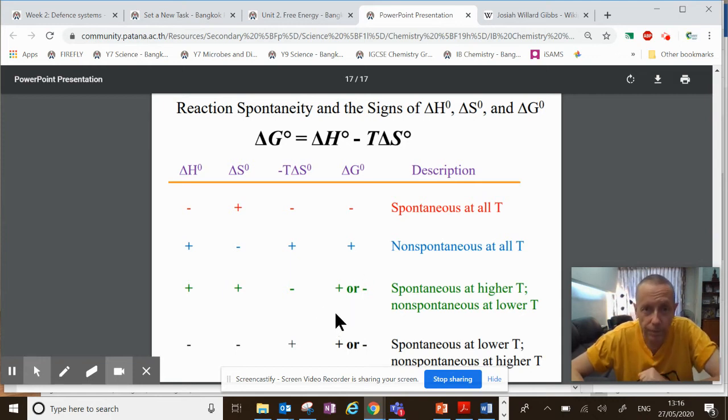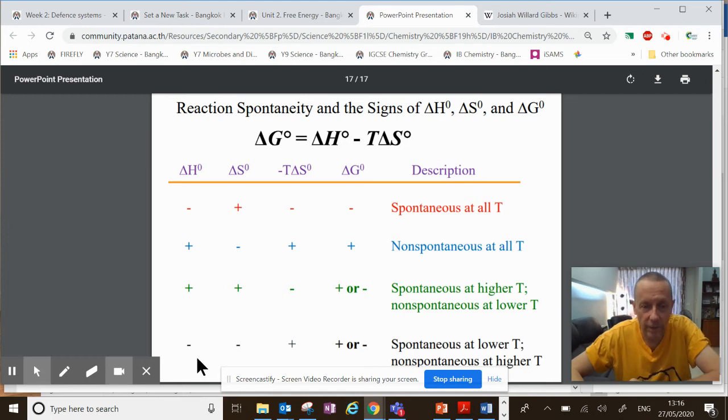So, for example, delta H is positive. If we have a low temperature here, a small number for T, then the temperature value times delta S is going to give us a small negative number here. And if the small negative number is smaller than the positive value, it's still going to be positive overall. So it will be non-spontaneous with a low T value. So temperature favours this type of situation.